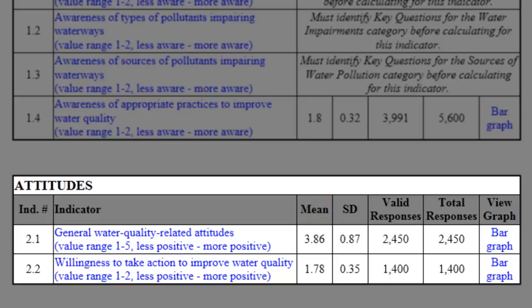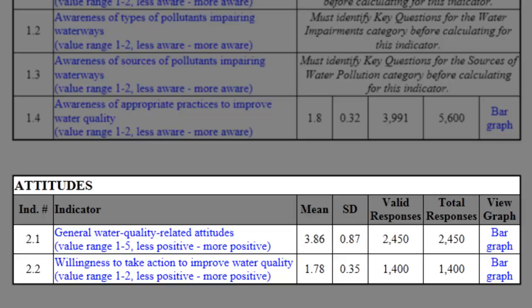Let's take a closer look at what is being reported for the general water quality attitudes indicator. According to the range description, following the indicator, where values closer to 1 represent less positive attitudes, and values closer to 5 represent more positive attitudes, a mean value of 3.86 implies that attitudes towards water quality among respondents to the pre-survey were generally positive.